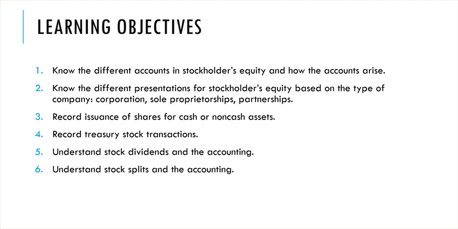The second learning objective is the different presentations of stockholders' equity. I'm not going to spend a lot of time on this because you should have had this in Accounting 201. Instead, our emphasis is going to be on the corporation and the corporate form of stockholders' equity. Third is issuance of shares. You should have had issuance of shares for cash. Now we're going to talk about non-cash. And then the fourth is treasury stock transactions.